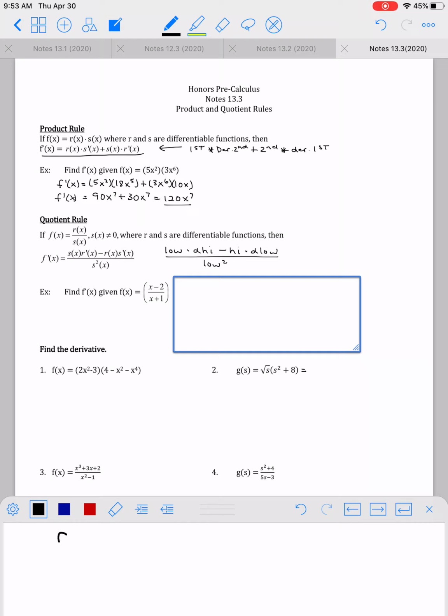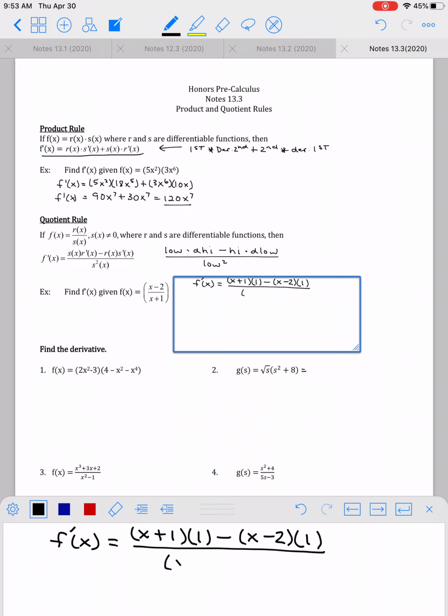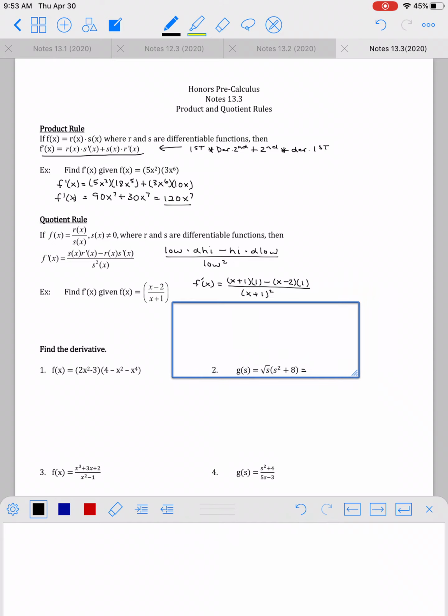All right, here we go. So f of x, we're taking that little prime. All right, so low, which is x plus 1, and it is a quantity, so remember to put parentheses around it, times the derivative of the top, which is a 1, minus the high function, or the top, which is x minus 2, times the derivative of the bottom, which is a 1, all over x plus 1 quantity squared. And right now the calc is over, and now it's just algebra.